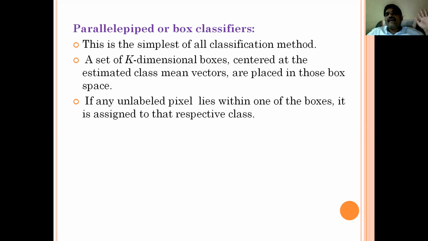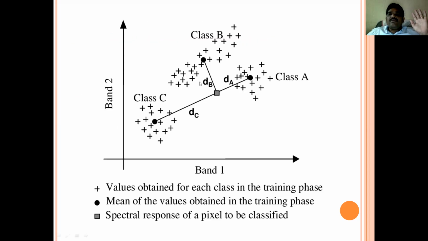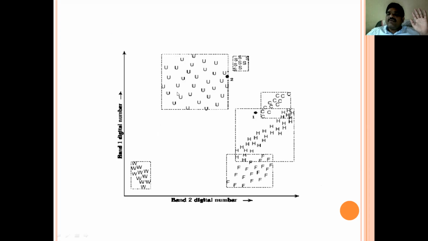And the next one is the parallelepiped or box classifier. Nothing is there here. In the previous case, the distance was measured. Here, boxes were framed. The location of the unidentified pixel comes to whatever box class, and automatically the unidentified pixel will come under that particular box class.